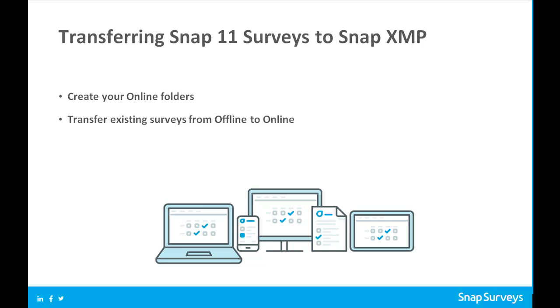Now, one of the main differences between Snap Desktop and Snap 11 is that we now have the idea of offline surveys and online surveys. So one of the first things that we're going to be doing is creating some online folders, and then that will allow us to transfer those offline surveys to the new online system. So let's take you into the software.